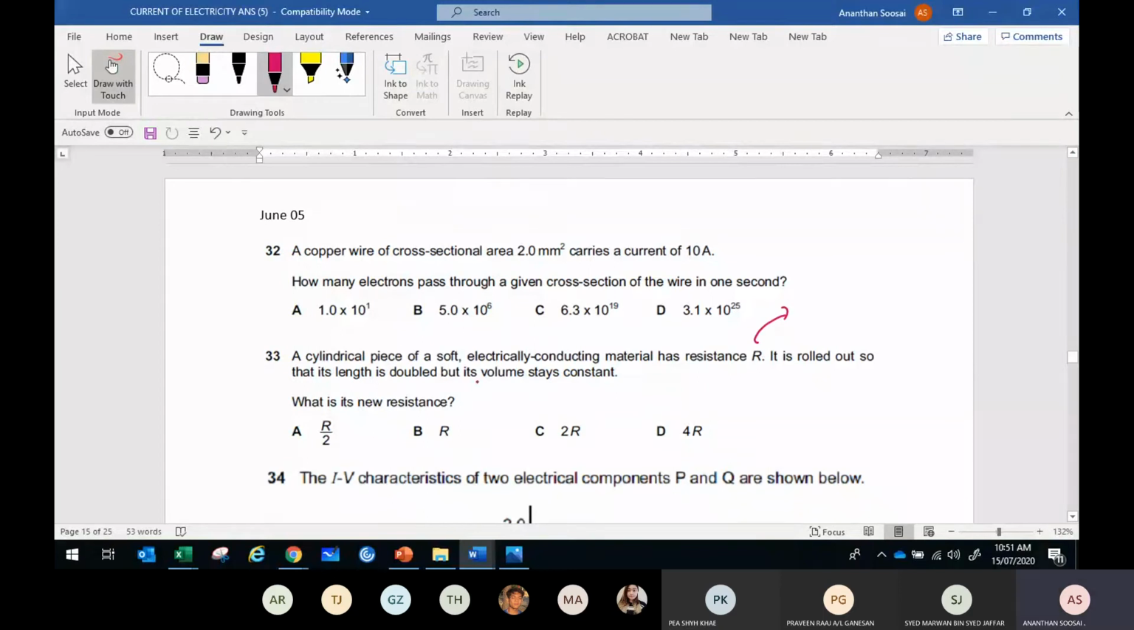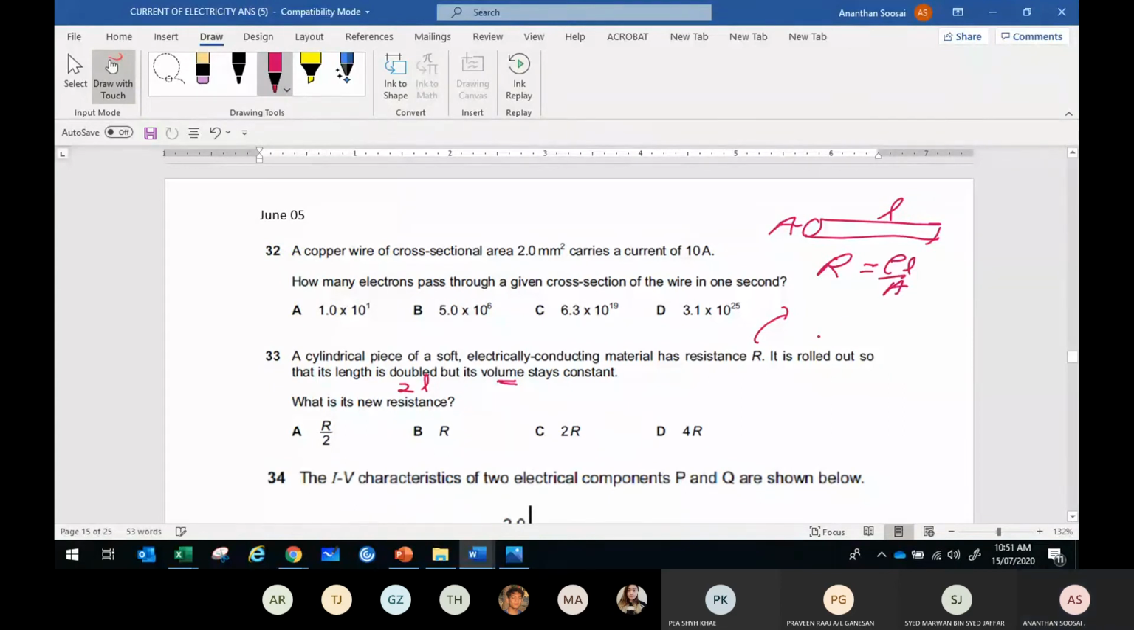A cylindrical piece of soft electrical conducting material has a resistance of R. It is rolled out, so the length is doubled. L becomes 2L, but the volume of the wire stays constant. That means area becomes how many times? The original wire, we create the symbols: the area is A, the length is L. Therefore, you get resistance R, so rho L over A.